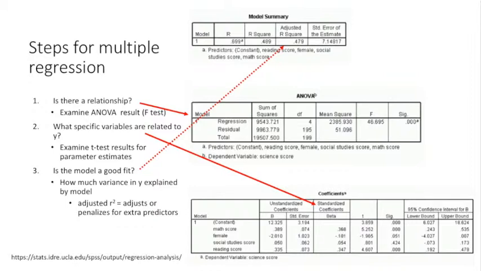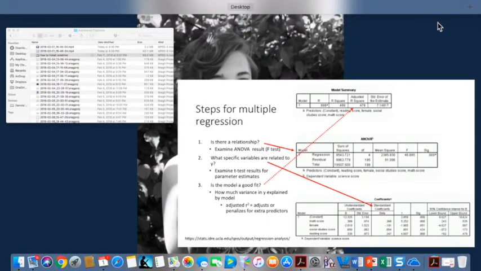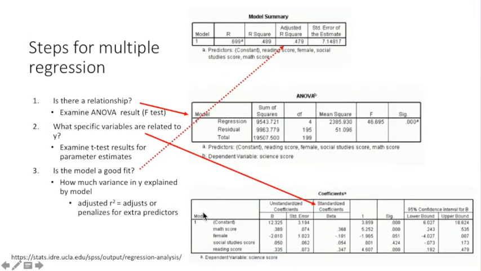And so what they first do is an ANOVA, which uses the F-test. That's the first thing you're going to look at, and that's the table in the middle. What we can see there is that it is statistically significant, right here. Then the next step is to look and see which variables are related to y, which of our parameter estimates were significant.